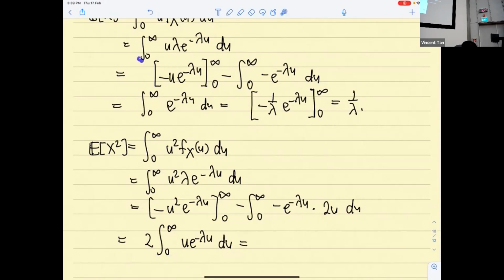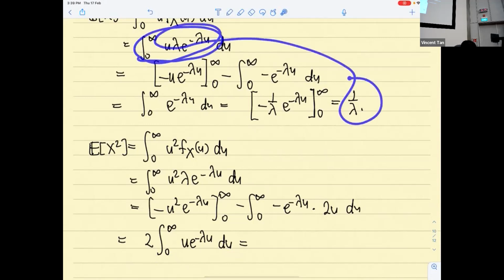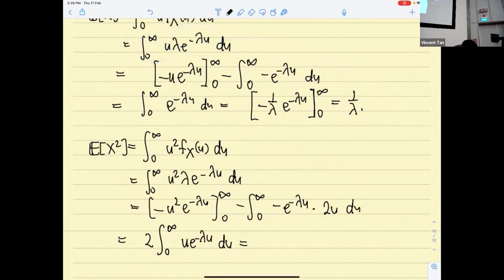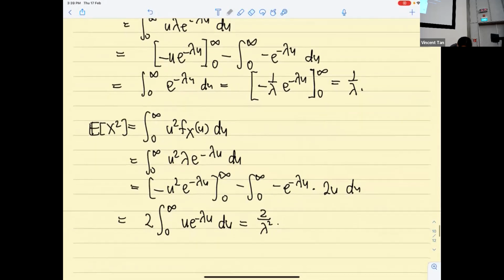Basically, from the previous calculation, we can readjust a few things and see that this is 2 over lambda squared. There's no need to do any more work. Because with this additional lambda here, we have 1 over lambda squared, so we can divide throughout by lambda. Then the integral of u e to the minus lambda u is actually 1 over lambda squared. If you multiply by 2 here, you have 2 over lambda squared. My calculus is only this much.